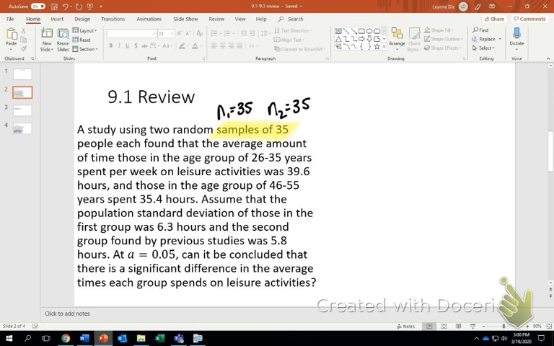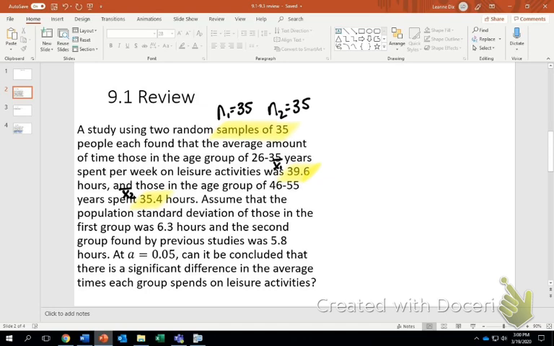All right, and then the next piece that we have is this group, and it says 26 to 35, but that's not really relevant. That's just more of a descriptor. They do tell us that this group does have an average of 39.6 hours. So maybe off to the side, next to this is one of my averages. It's the first one that they give me, so I'm just going to put an X bar sub 1 there. I can keep going. Again, the next age group is 46 to 55. Not exactly important, so I'm just going to ignore that and go to where it talks about my average time spent. So this will be my X bar sub 2.